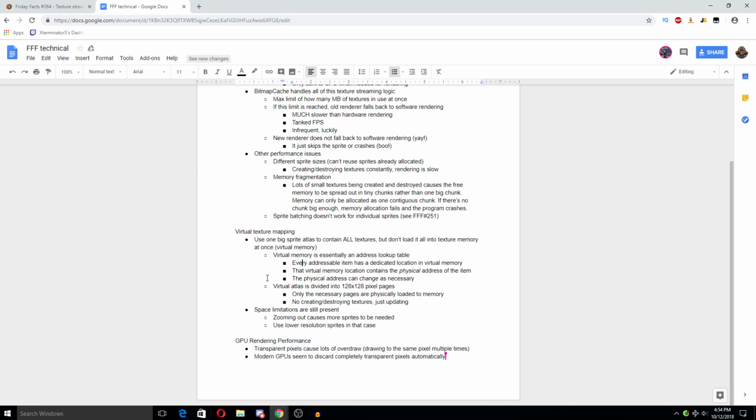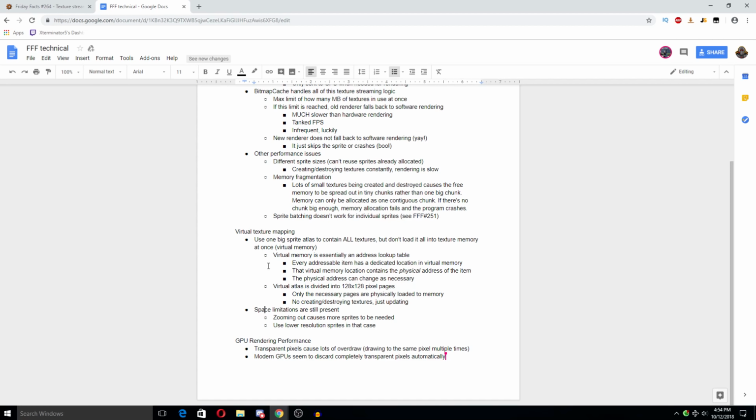Okay, I see. And then there's space limitations. So space limitations are still present. Zooming out causes more sprites to be needed, obviously. Use lower resolution sprites in that case. Yeah, so when you zoom out, obviously you're seeing more of the map. And when you see more of the map, you obviously have more sprites that you need to display. The good thing is you don't have to see them in full resolution because you're zoomed out.